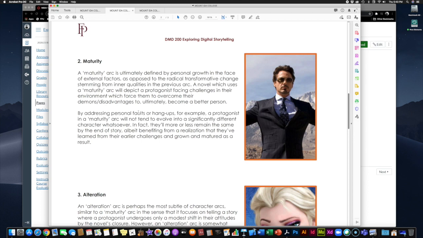So by addressing their personal faults or their hang-ups, a protagonist in a maturity arc will not tend to evolve into a significantly different character. They still remain roughly the same, but now they realize that they have to change what they're doing with themselves. So, of course, in later Marvel movies, Tony Stark is still a wise guy. He's still sarcastic. He's still the smartest guy in the room. But now, of course, he's not selfish, and he is doing things for the betterment of everybody else. So he hasn't changed too much, but his goals have.